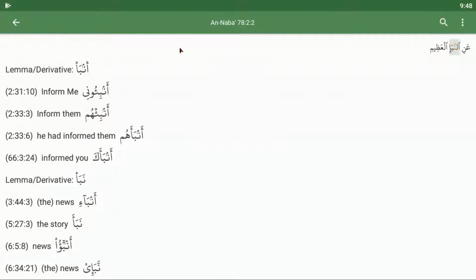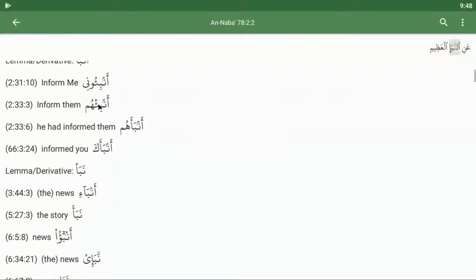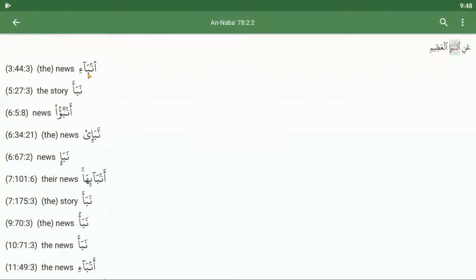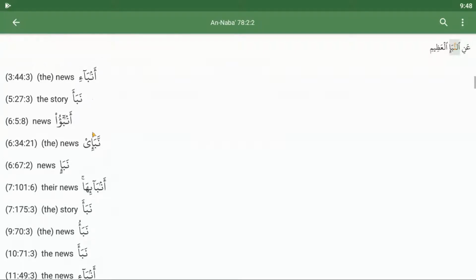Ambiuni, to inform. Ambe, right? This is form 4 which is used. Ambiuni and amba. Tilka min amba il ghaib. Naba, the plural is amba, I think. Amba also comes in the Quran.